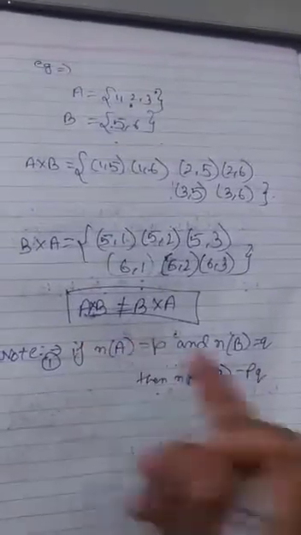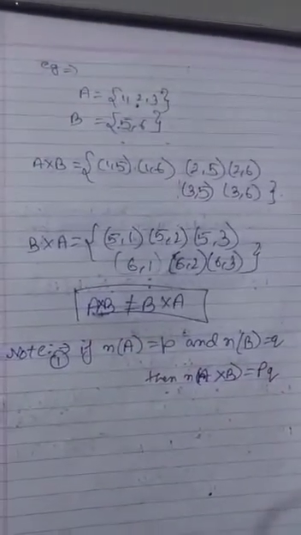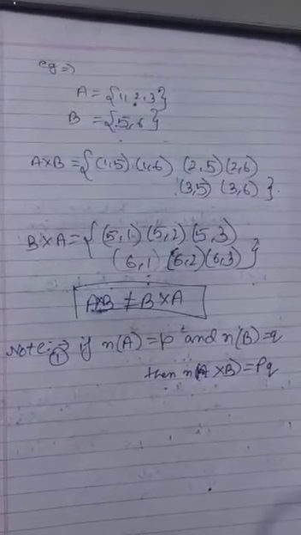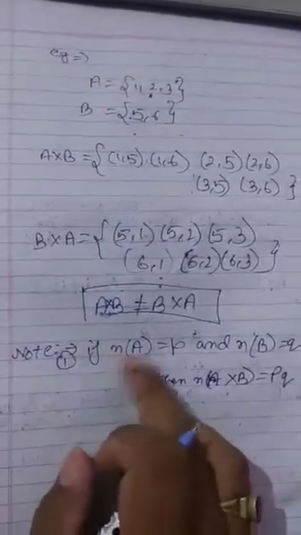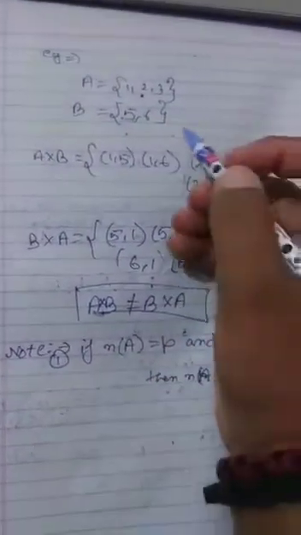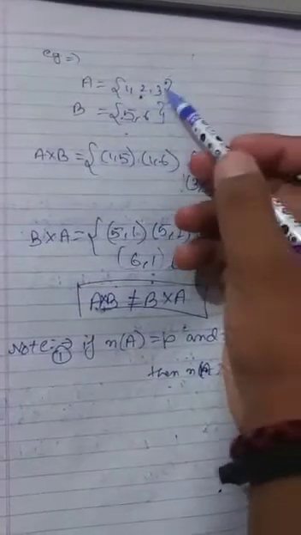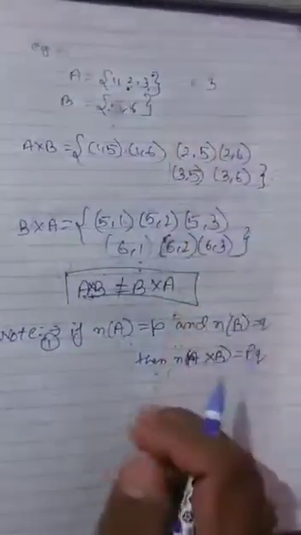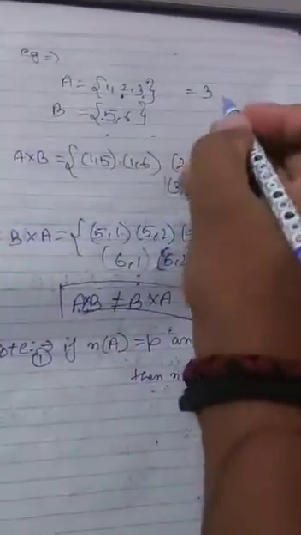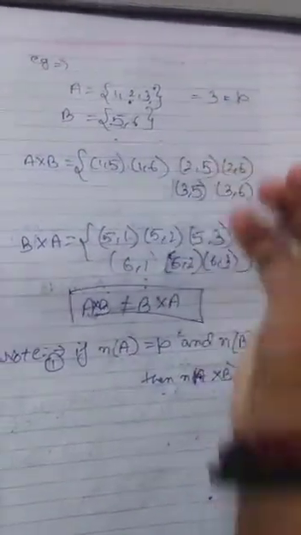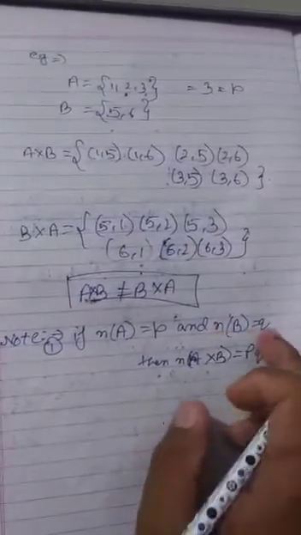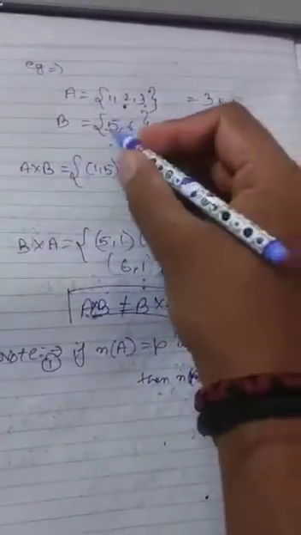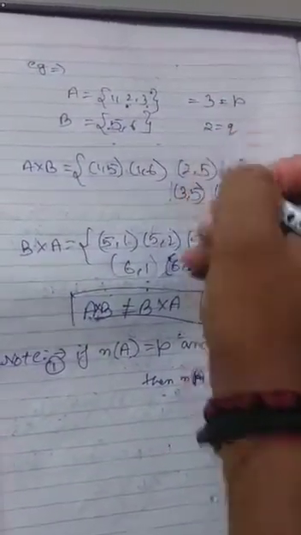What does it mean? n(A) is equal to p means, as I have already discussed in the first chapter, n(A) means the number of elements in A. Let's see this example only. Number of elements in A is 3, which is equal to p. And number of elements in B is 2, so let's say q is 2.